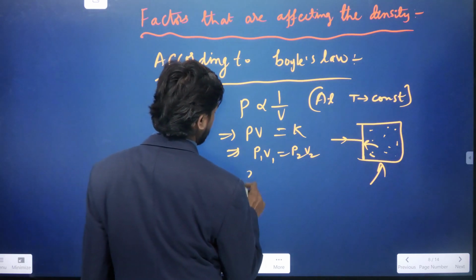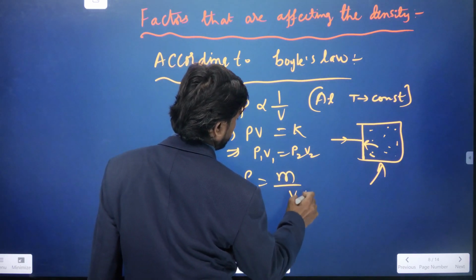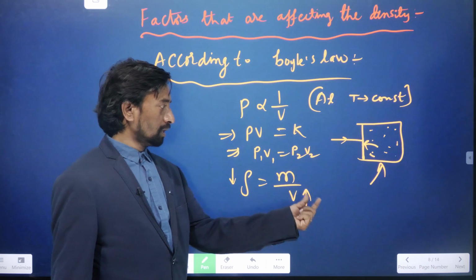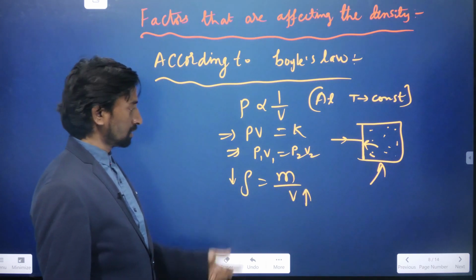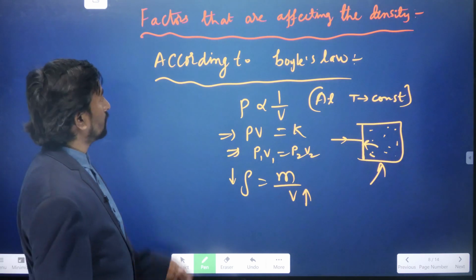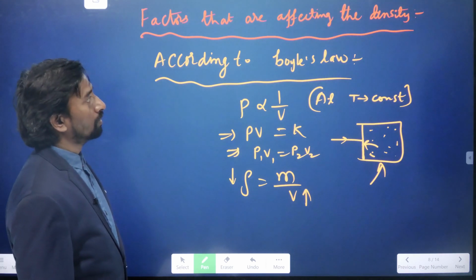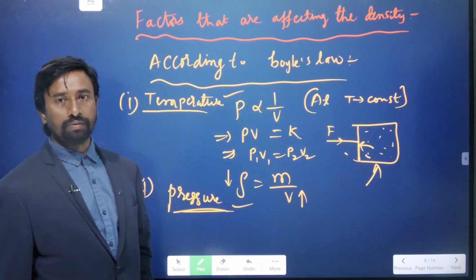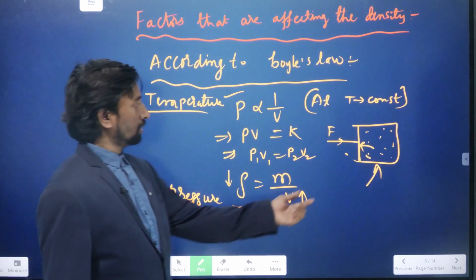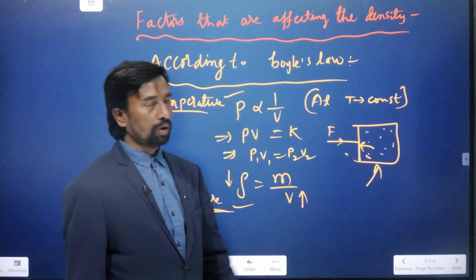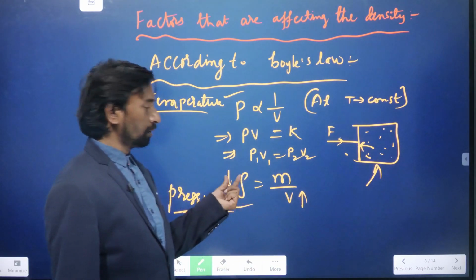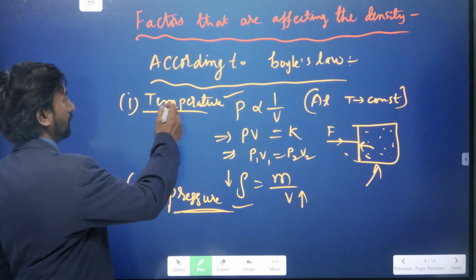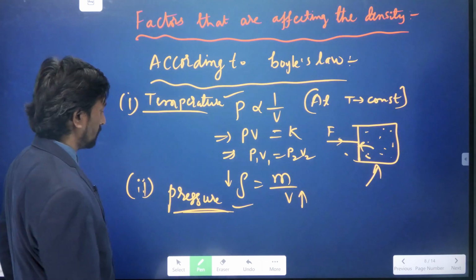If the volume increases, then what happens? From the density formula, mass per unit volume, if volume increases, the density of the substance will decrease. So temperature increases, volume increases, and density decreases. If the temperature of the gas increases, the volume of the body increases, and then the density of the substance decreases. Okay, that is one factor that affects the density of the substance. And the next one is the pressure.